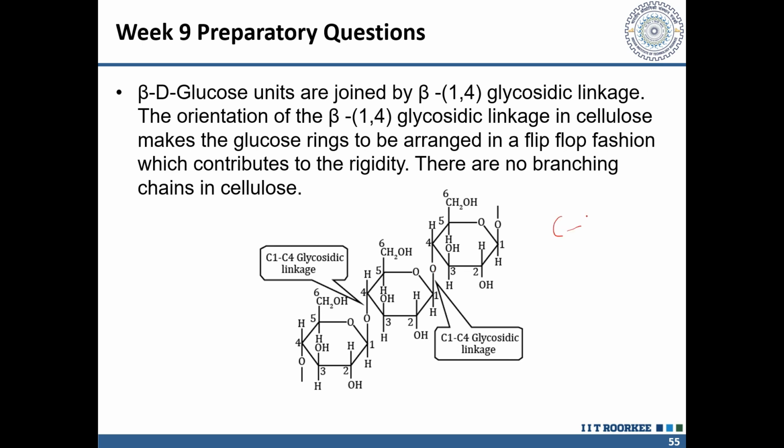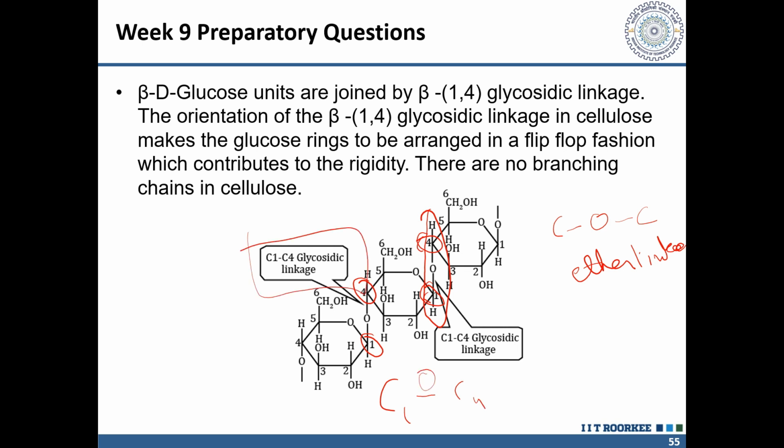There is a bond known as the C-O-C linkage. We also call it an ether linkage, and this C-O-C is here. So C1, O and C4. This one is C1, this is C4. Here also it is C4, it is here C1. So this connection between C1 and C4 by oxygen is known as glycosidic linkage or ether linkage. Therefore, these two monomers are joined by beta 1,4 glycosidic linkages.